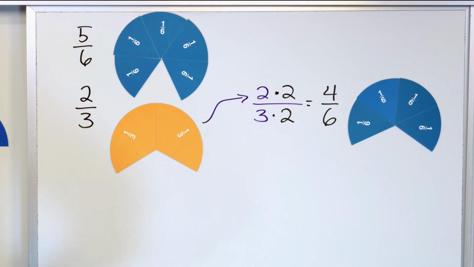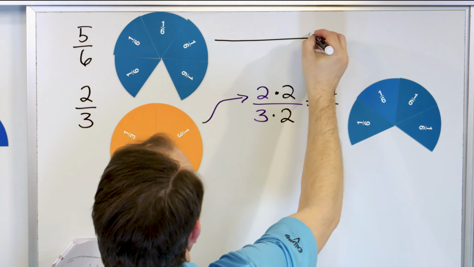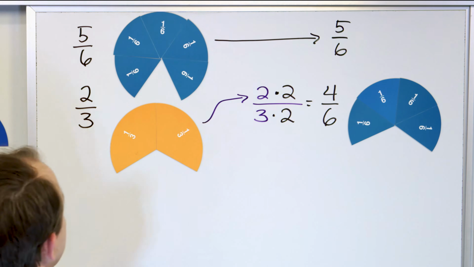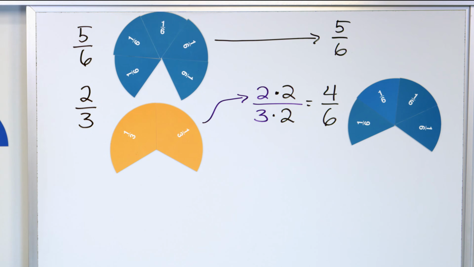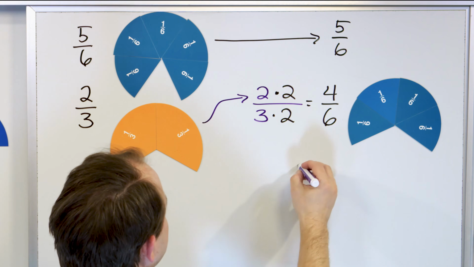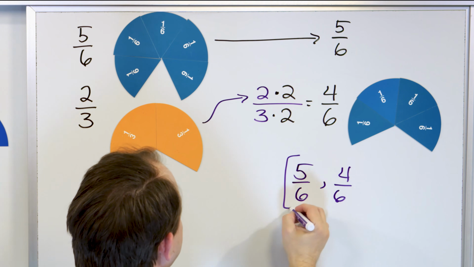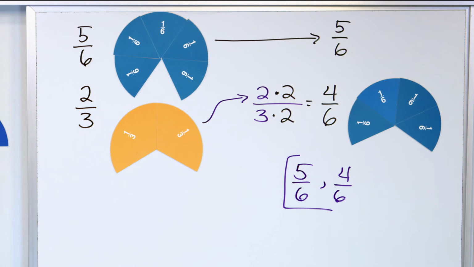And then, of course, we didn't change this one at all, so we can kind of go over here and say 5/6. So you can see that we turned it into a pair of fractions with common denominator of 6. So if you wanted to circle an answer, you would say 5/6 and 4/6. These are the pair of fractions that have a common denominator. All right? All right, let's take a look at the next problem.